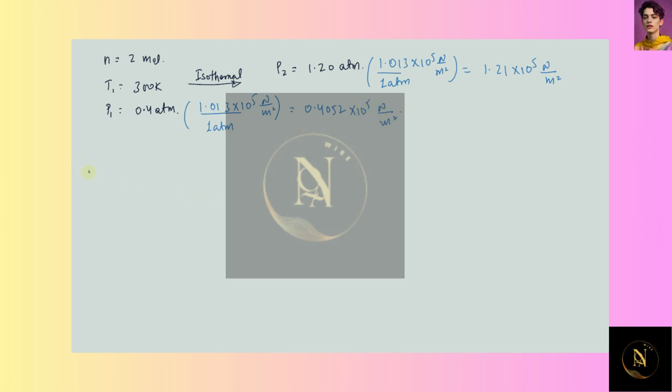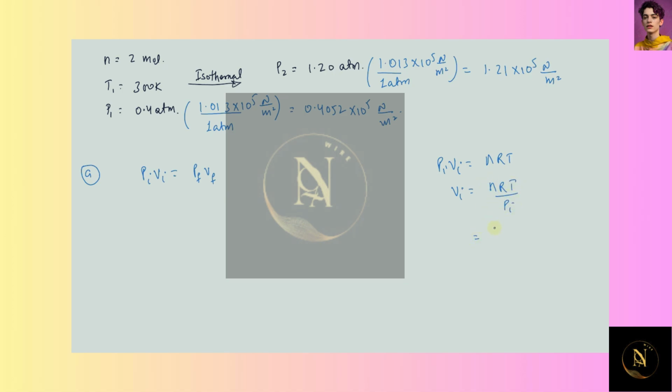Our first aim is to calculate the final volume of the gas. Since the temperature remains constant because it's an isothermal process, we can write P initial V initial equals P final V final. But V initial we don't know, so we have to use the ideal gas equation, assuming the gas to be ideal. P initial V initial equals nRT, so V initial equals nRT divided by P initial.